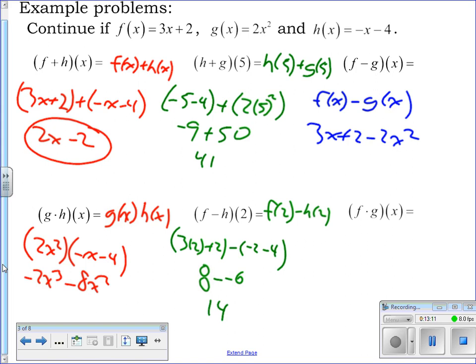F times g of x, f of x times g of x, which is 3x plus 2 times 2x squared. Distribute the 2x squared. Times 2, 6x cubed plus 4x squared. How are we doing? We're doing good?